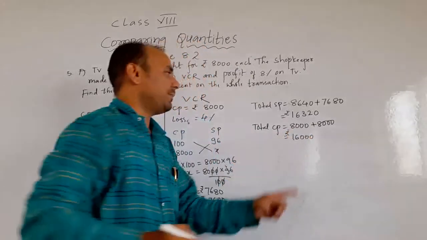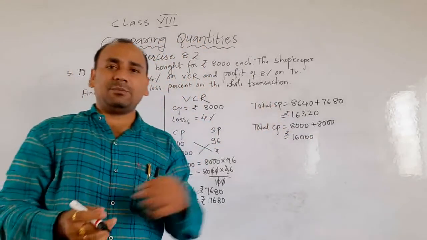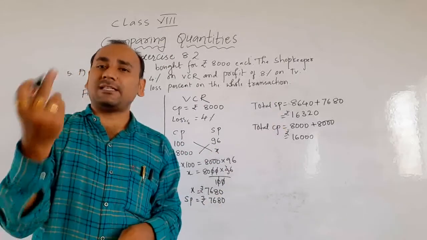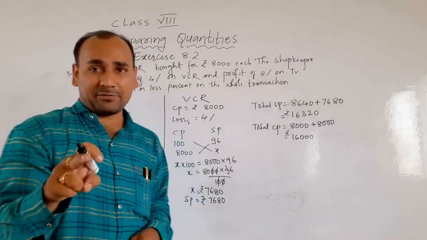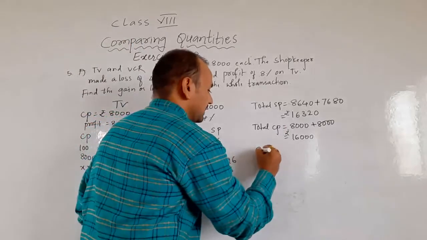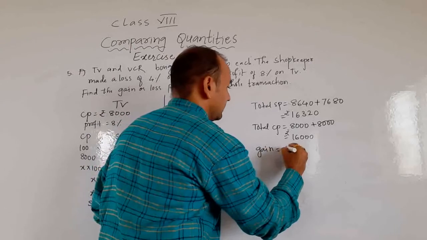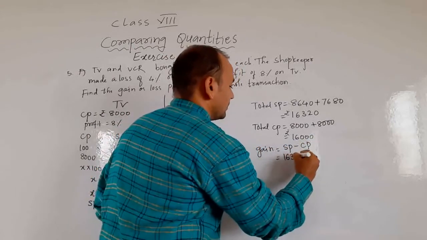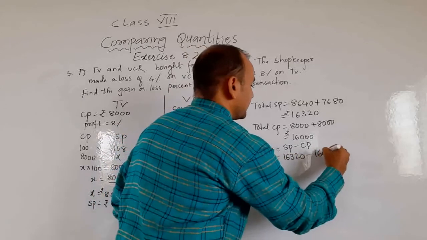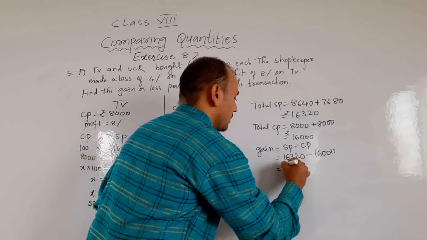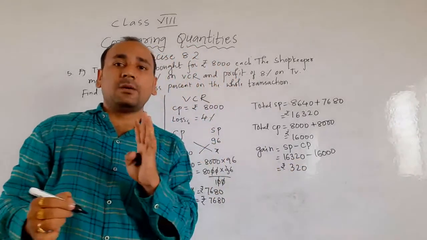Right? Now let us compare cost price and selling price. As we know, here selling price is more. Selling price is more means always we will get a profit, and it is also called gain. So that is gain percent. Gain is equal to SP minus CP. SP is 16,320 and CP is 16,000. This is equal to 320 rupees. What happened? Gain, that is profit.